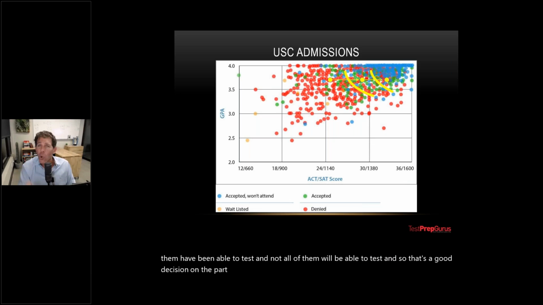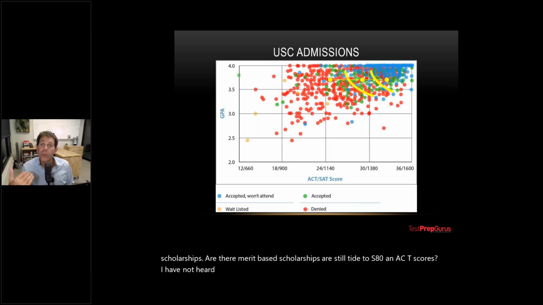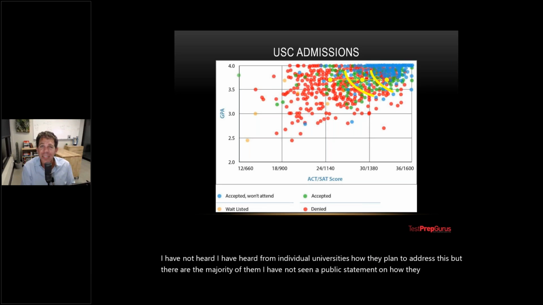However, one oversight has been that some of their merit-based scholarships are still tied to SAT and ACT scores. I have heard from individual universities how they plan to address this, but for the majority of them, I have not seen a public statement on how they intend to address that deficit for California students in particular.